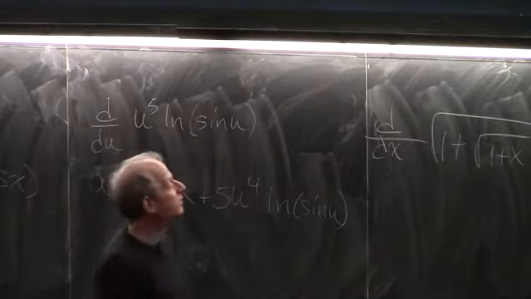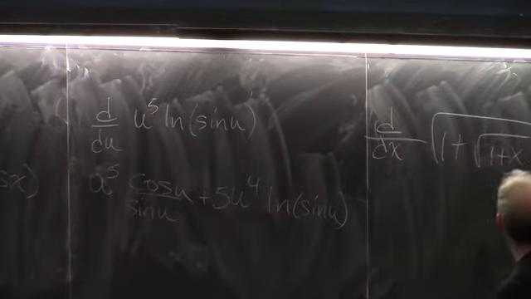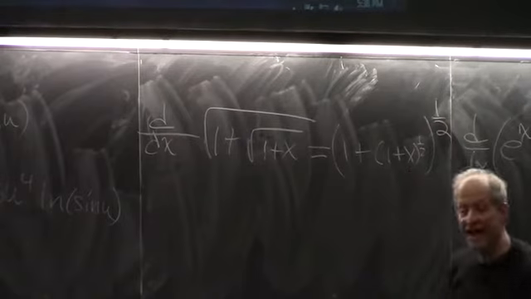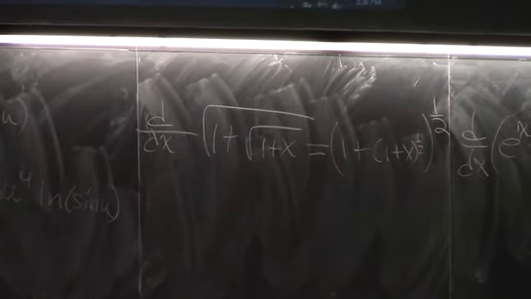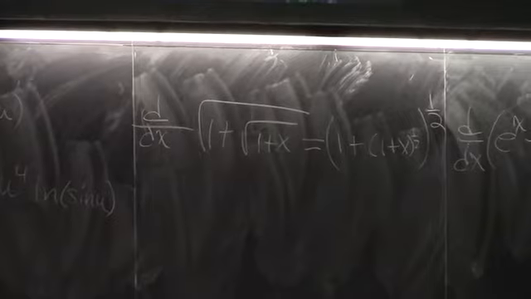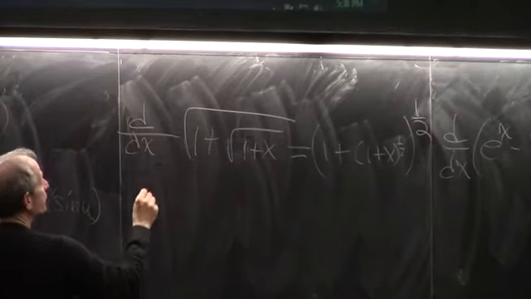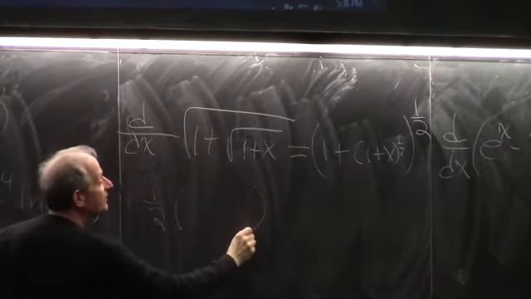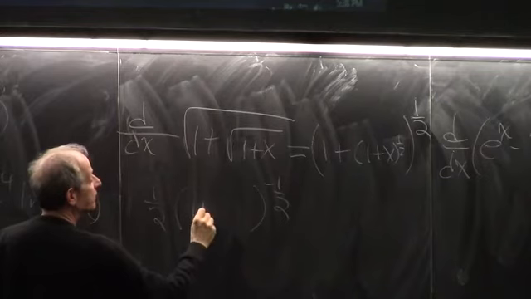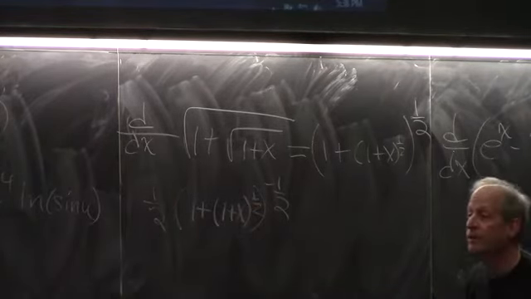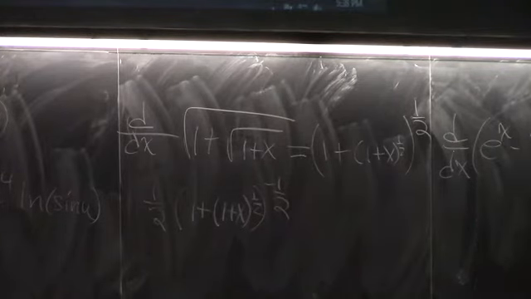Okay, now for the annoying one. So, the first thing is you could rewrite this as 1 plus x to the half, all to the half. Aha. Alright? So this is going to be some chain rule stuff. So first we do the derivative of the outside, which is 1/2 that whole inside to the minus a half, without doing anything to the inside. Times the derivative of the inside.